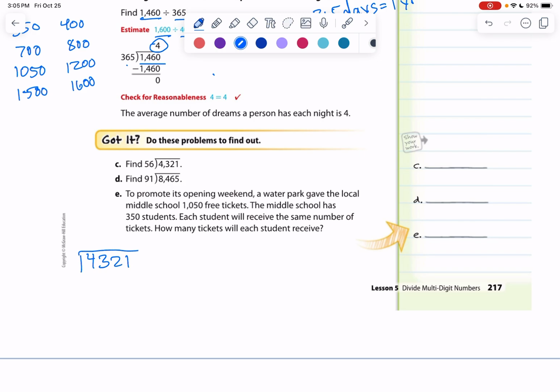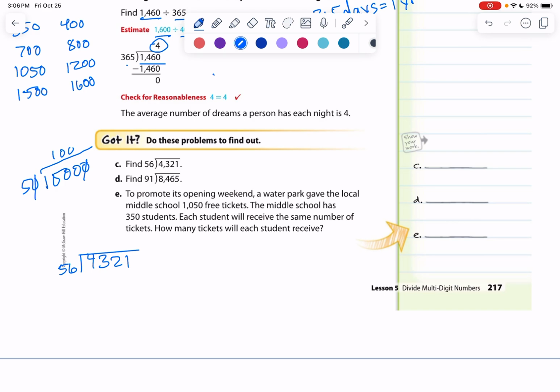4,321 divided by 56. Okay, so if I were to estimate, maybe I would do 5,000 divided by 50. I can cross off the matching zeros. 5 goes into 5 once. So 5 times 100 is 500.